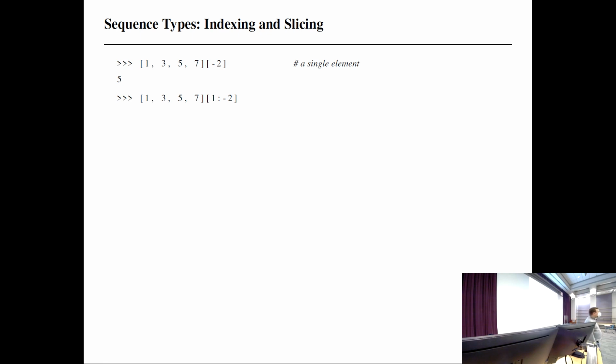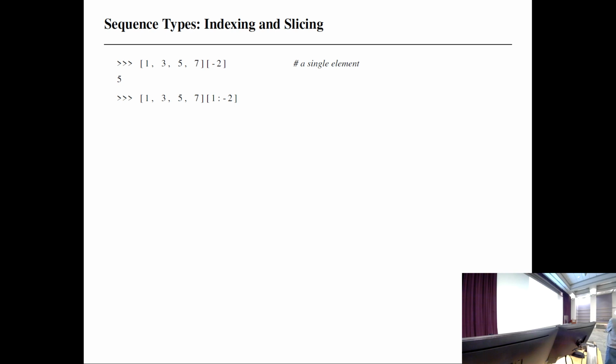And what that means in Python is that I'm asking you now not to return one element of this sequence, but to return a subsequence of elements in this sequence. So let's see how this works. The way to think about this expression here is that I want to return a subsequence of this sequence starting with element 1 up to but not including element minus 2. So let's take a look at this.